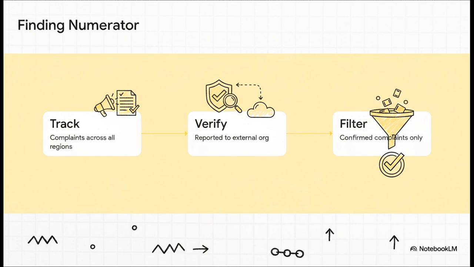Think like a state regulator or an official ombudsman service. And finally, Step 3 dictates that you only count confirmed consumer complaints. This means the final resolution by that external organization was definitively upheld in favor of the customer. It's a high bar, for sure, but it ensures the metric reflects genuine, verified friction rather than just routine administrative gripes.